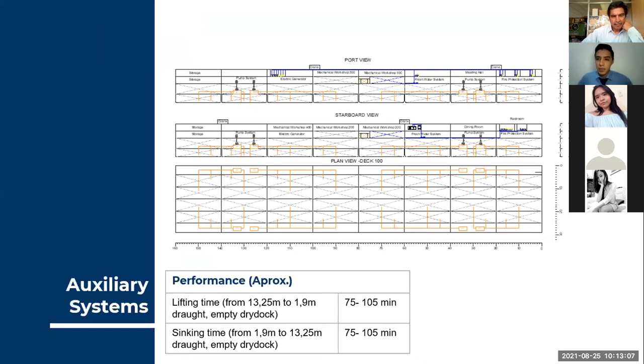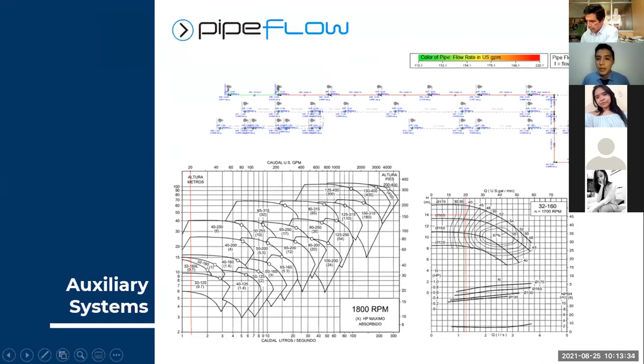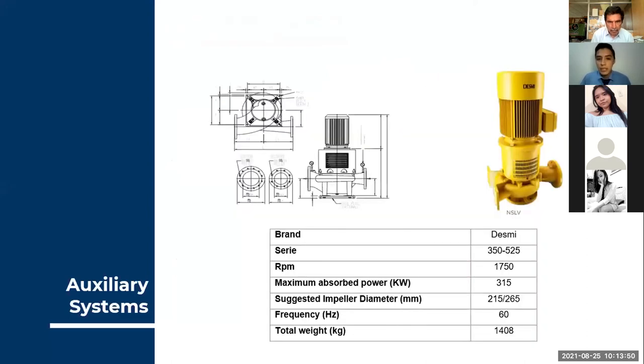Well, we don't have a ship propulsion system, but we have a pump system for the maneuver of submersion and immersion process. From the requirements, the ship owner said that the maneuver should take 90 minutes. So with that value, we can calculate the flow rate that each pump located in this part should have. With this value, we calculate the minimum head of the pump for this system using pipe flow. And with flow rate and head, we select the pump that satisfies these parameters. This is an example of the pump that we select.